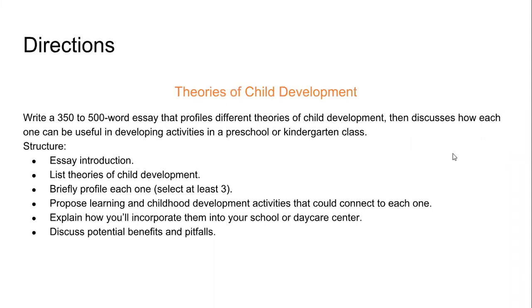For this assignment, it wants you to write a 350 to 500 word essay, and it wants you to look at different theories of child development and then discuss how each one can be useful in developing activities in a preschool or kindergarten class. And so it's really having you look at those theories, figuring out what those theories are, and then applying them to the preschool or kindergarten age.